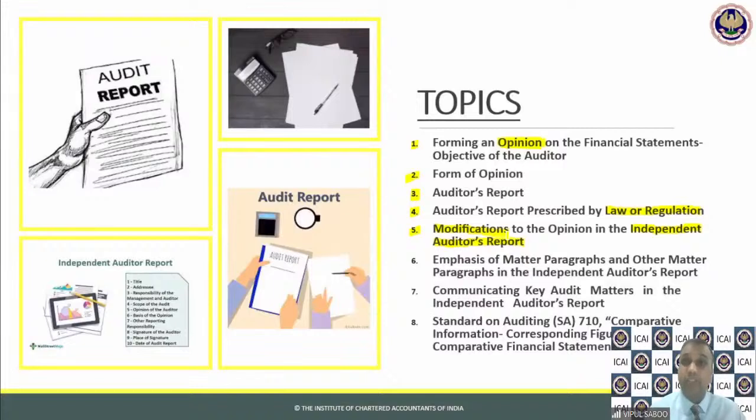If we have to modify our opinion, then how do we modify it, and on what basis do we modify our opinion? Then this is something which is very new for you. Emphasis of matter paragraph. So whatever I'm discussing with you over here is just an intro, right? We are going to cover each and every topic in today's as well as the sessions to come. So emphasis of matter paragraph.